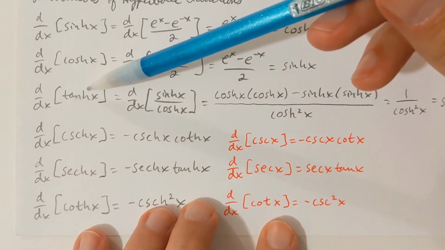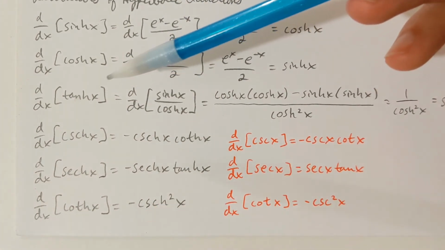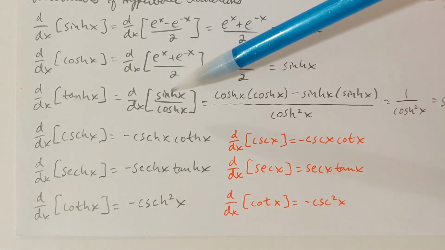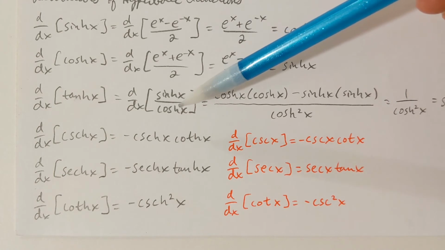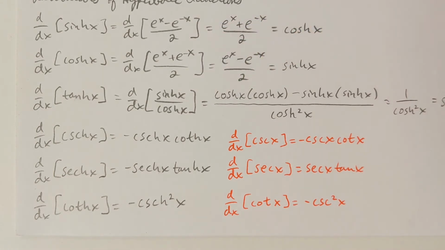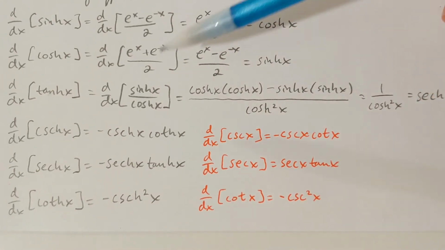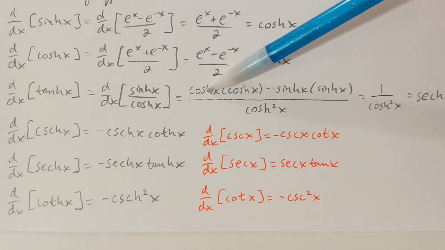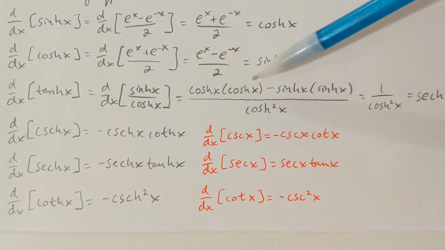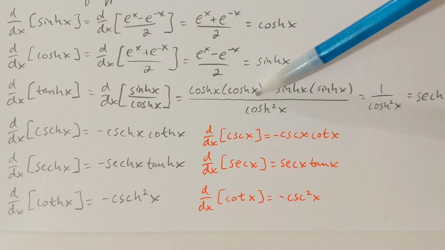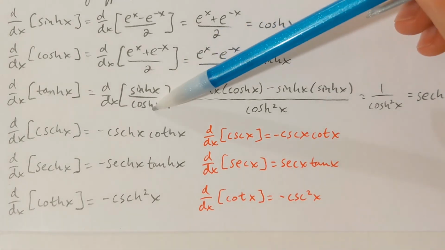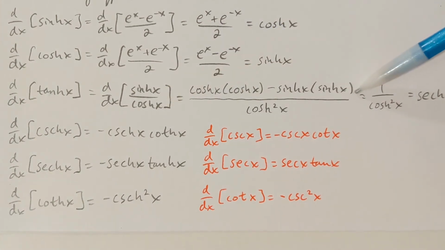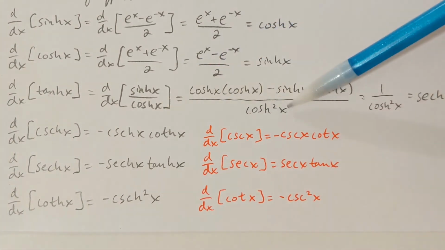Let's see, how about the derivative of hyperbolic tangent x? Well, hyperbolic tangent x is hyperbolic sine x over hyperbolic cosine x, and I can use the quotient rule when I differentiate. So let me do that. The bottom is hyperbolic cosine x times the derivative of the top, that'd be hyperbolic cosine x, minus the top, hyperbolic sine x, times the derivative of the bottom, that'd be hyperbolic sine x, all over the denominator squared.